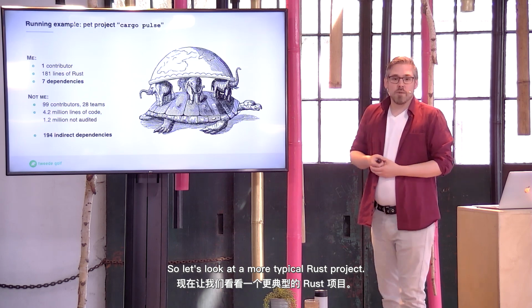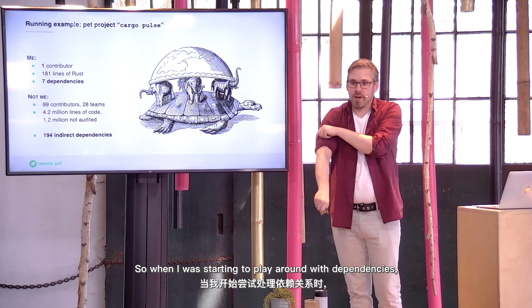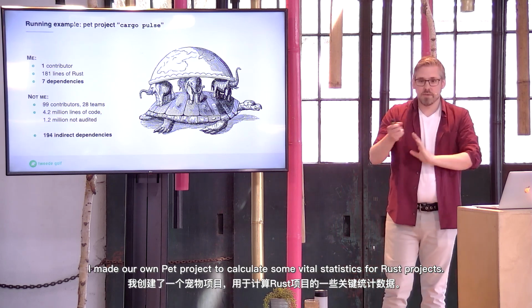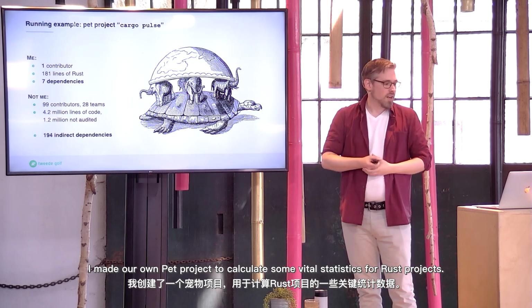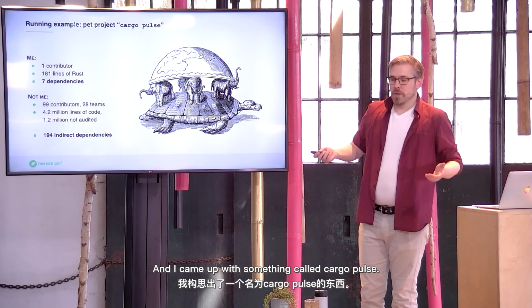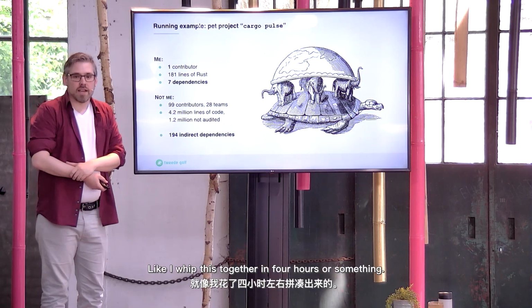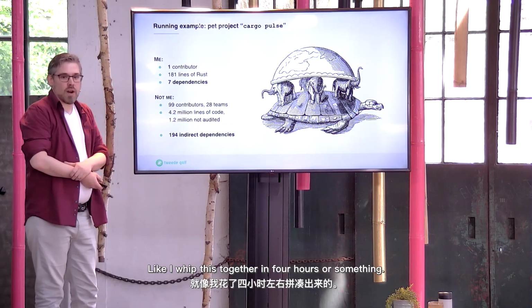So let's look at a more typical Rust project. When I was starting to play around with dependencies, I made our own pet project to calculate some vital statistics for Rust projects. I came up with something called cargo pulse. I'm not going to explain what cargo pulse does, because it doesn't matter for this presentation. It's a very tiny Rust program. One contributor, that's me. It's 181 lines of Rust code, so that's nothing. I whipped this together in 4 hours or something.